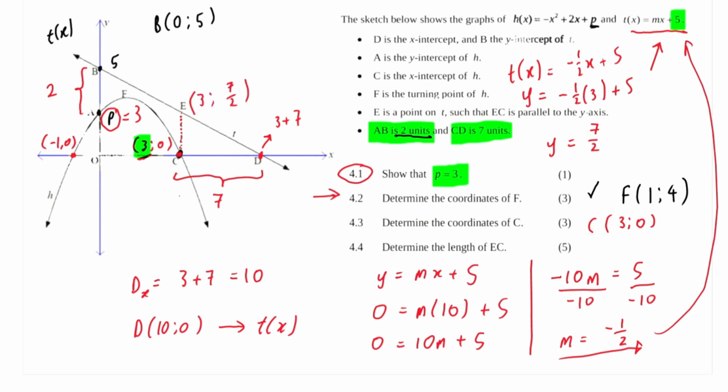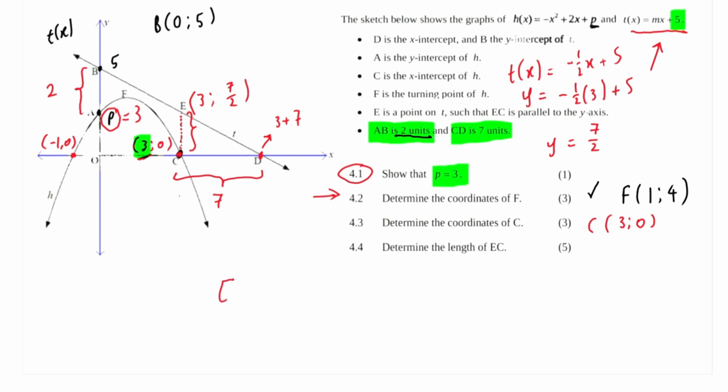The coordinates of C are 3 and 0. Therefore, this distance EC is just your vertical distance from 0 to 7 over 2. So we can write EC, that length, is simply the subtraction of the y values. So it's 7 over 2 minus 0, which is simply 7 over 2. Excellent.